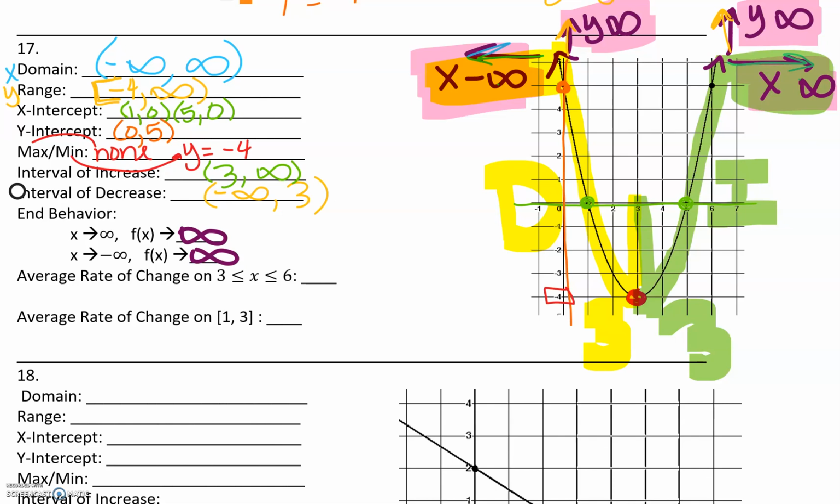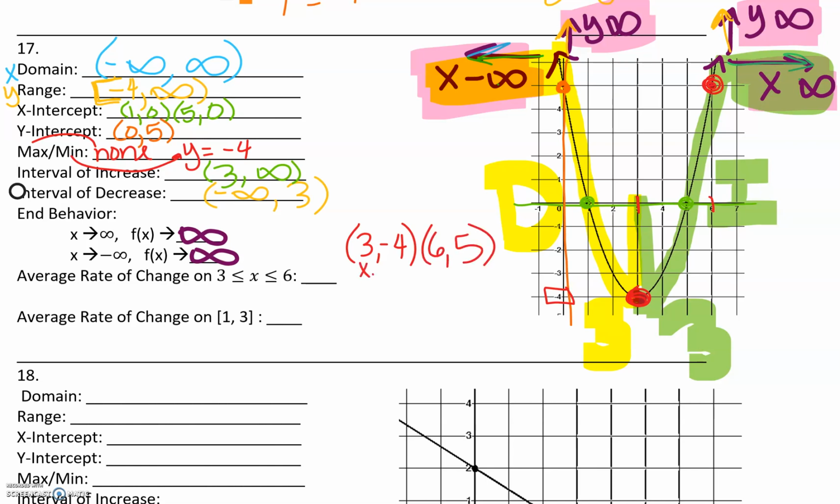Okay? Average rate of change from 3 to 6. So again, you are welcome to do your rise over run. I see that's a pretty far distance, so I'm actually going to do the equation on this one. So I see then that my point, starting at x of 3, is down here at negative 4. So 3, negative 4. And then 6 is up here at 5.